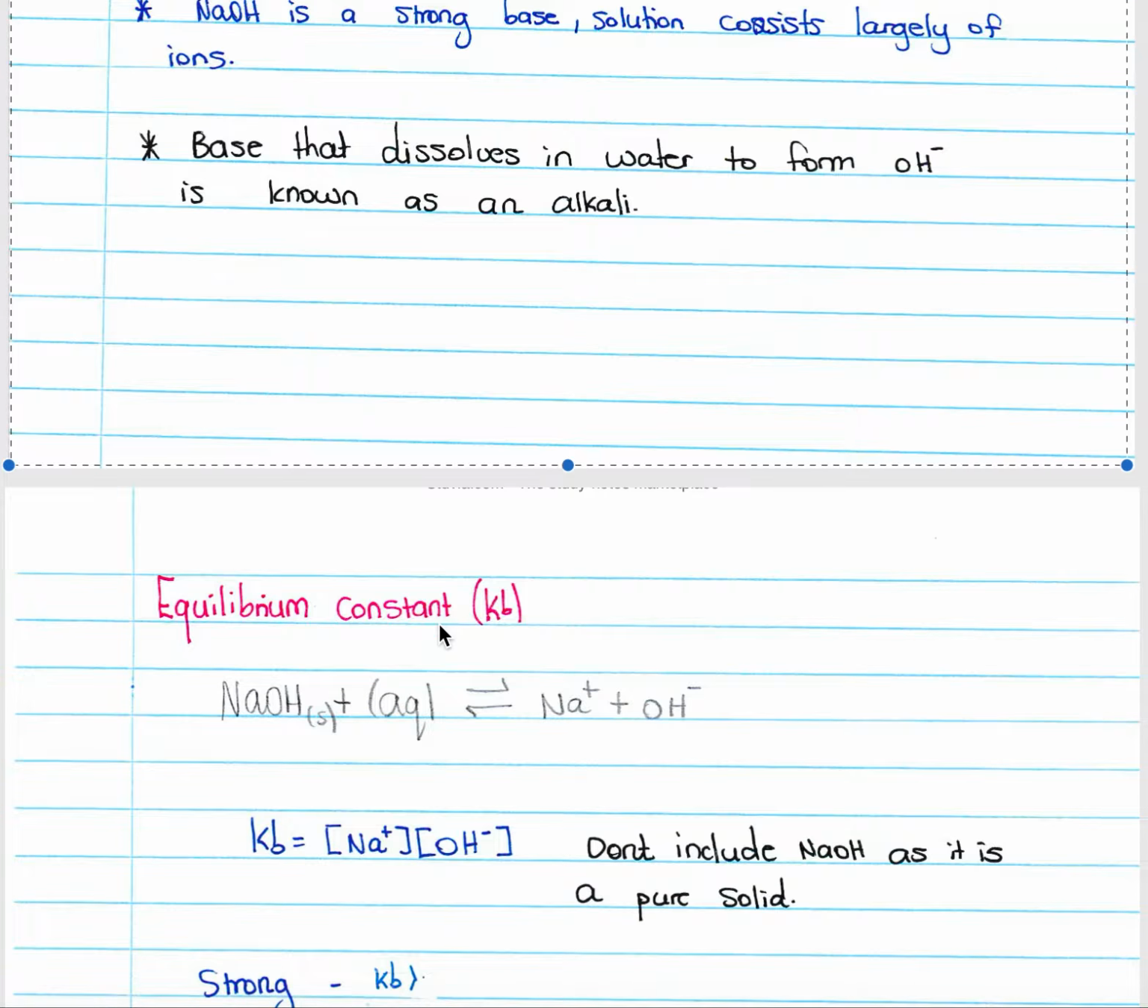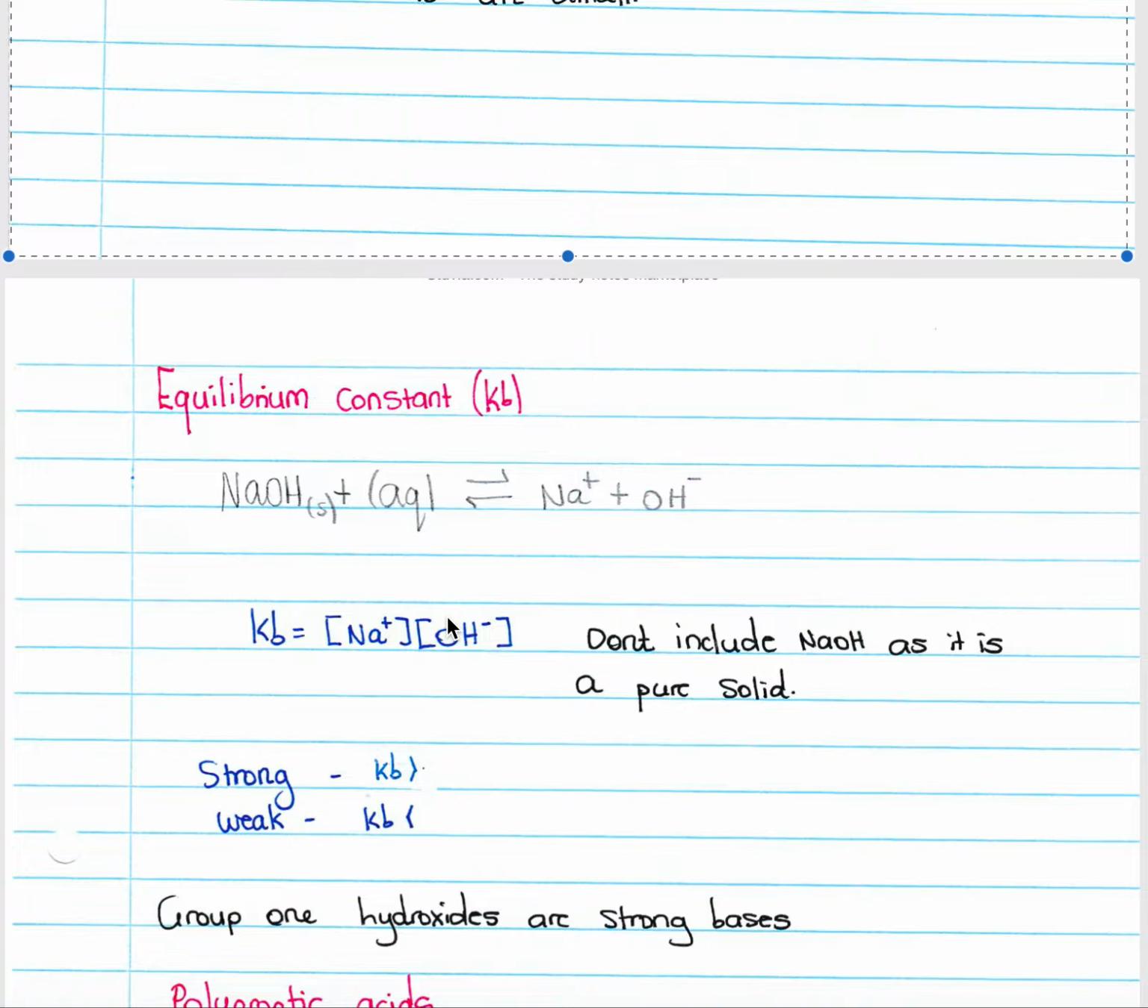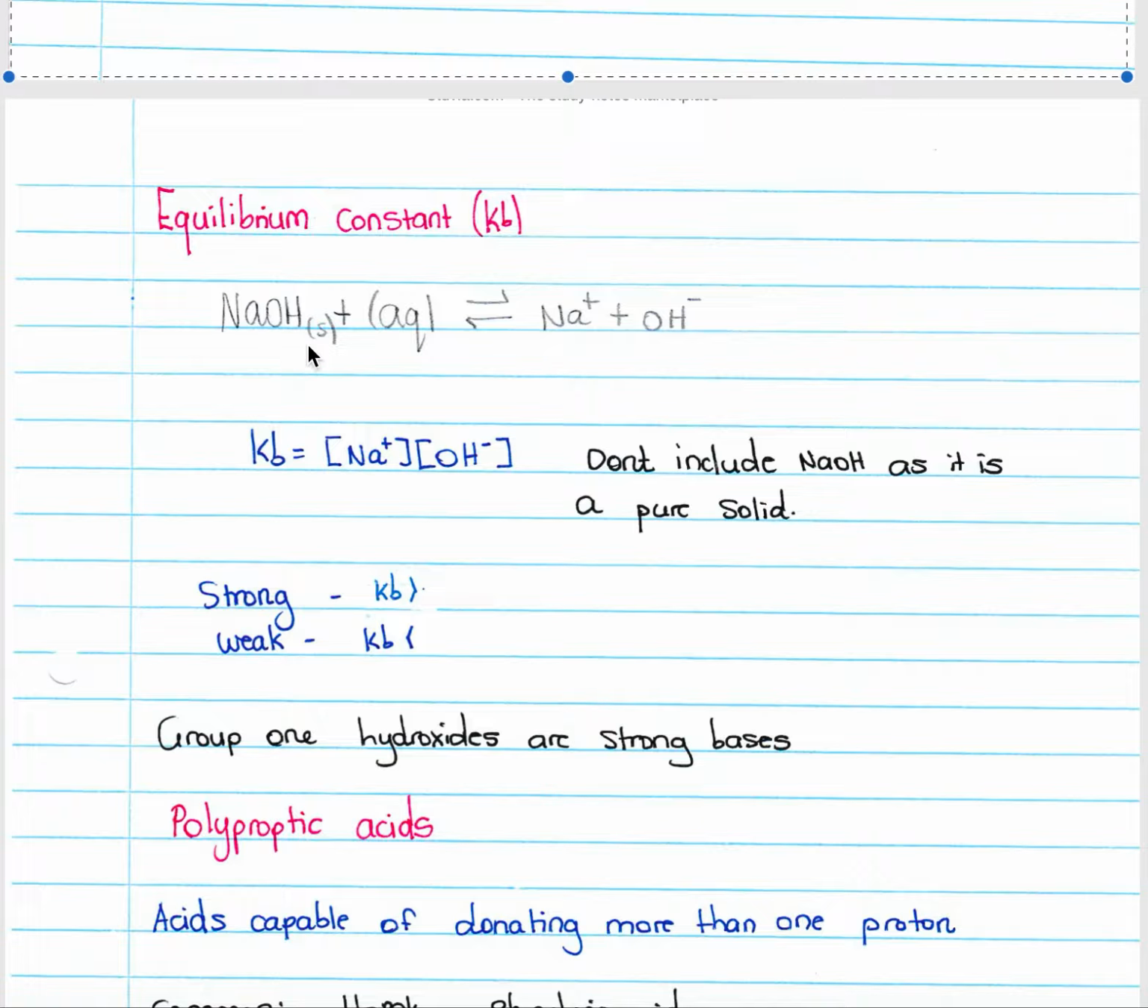When we look at an equilibrium constant for a base, we calculate it in the same way that we would for the equilibrium constant of an acid. If we look at this example, for our equilibrium constant for the base, we do not have a denominator because our reactants are a solid and a liquid, therefore we have no denominator, and our products are Na plus and OH minus. A strong base will have a very large Kb value, and a weak base will have a very small Kb value. In the same way, a strong base will dissociate almost completely in water, and a weak base will dissociate only partially in water.